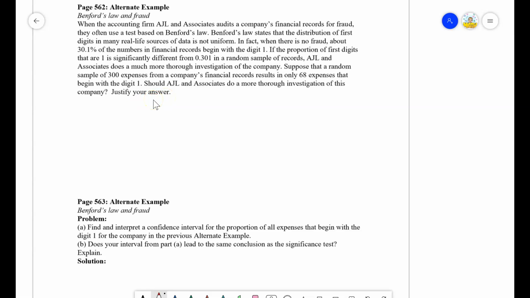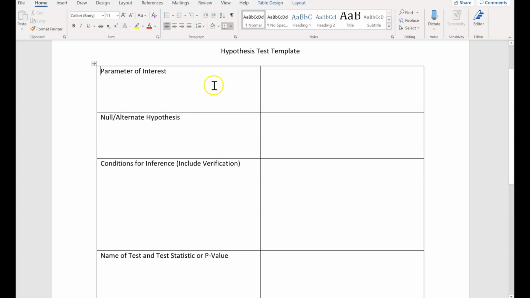We don't want to do that. I'm going to justify my answer with a full tilt hypothesis test or significance test, so I have to use my hypothesis test template. That's how I'm going to go about working through this. I'm going to use the template to do it.